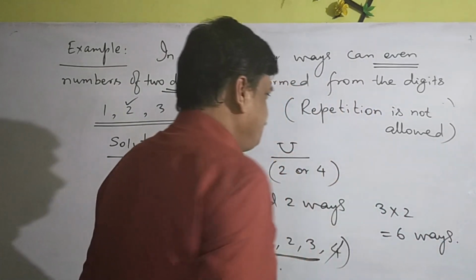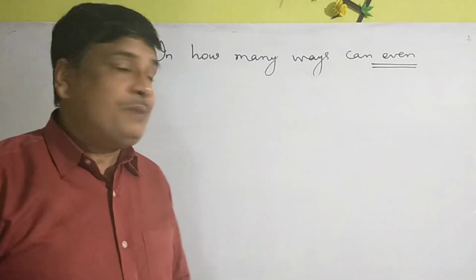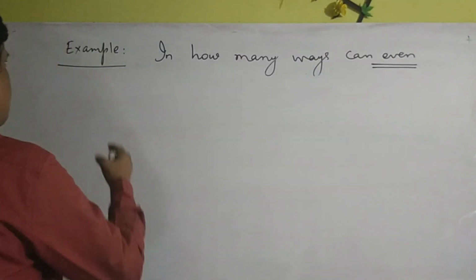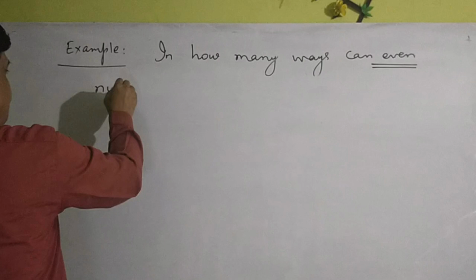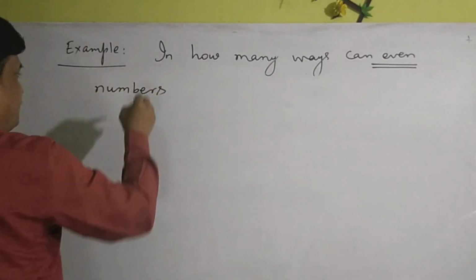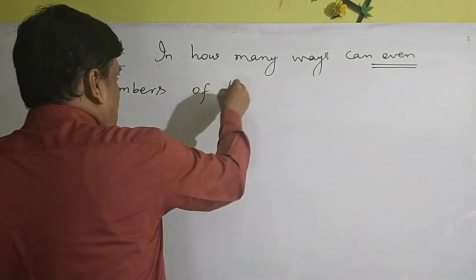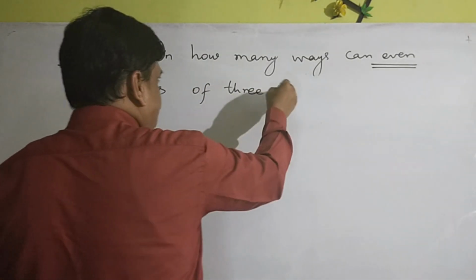6 ways. Let us take another example. In how many ways can even numbers of 3 different digits.